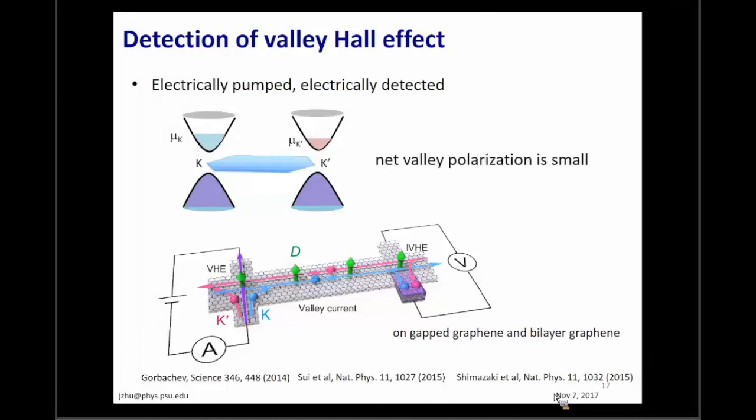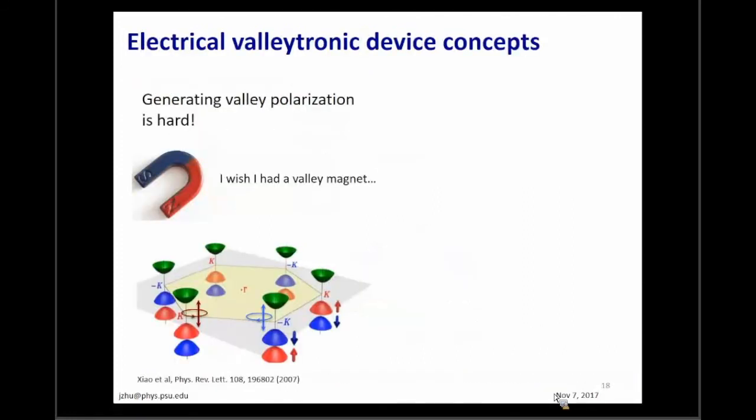The problem is that the net polarization, valley polarization, is always small. Right? You only need a sliver of electrons near the Fermi level to participate in conduction. So the bulk majority of them are sitting there, and your net polarization is a tiny fraction of the whole electron population. So can we do better than this? You scratch your head and think about it a little bit. It's really not an easy problem. So I wish I had a valley magnet, just like a magnet, where you can just polarize the spin. Right? Valley is, after all, in the momentum space. And it's not easy to generate that polarization.